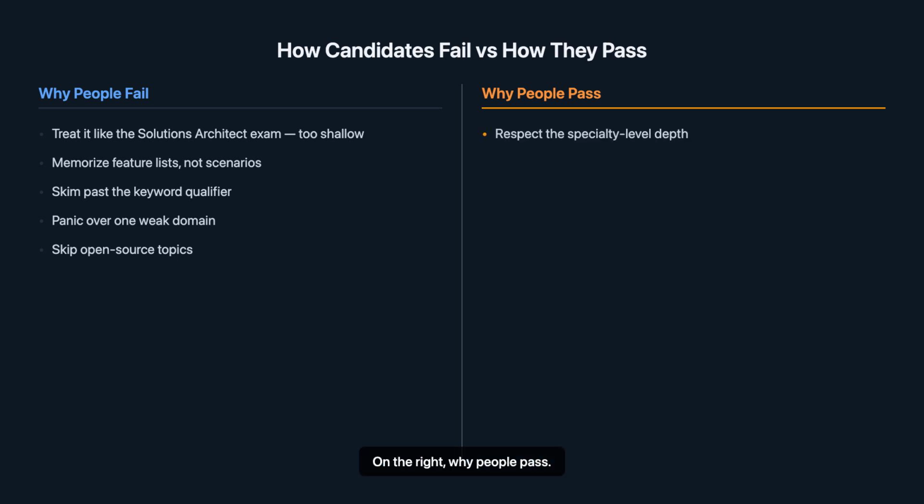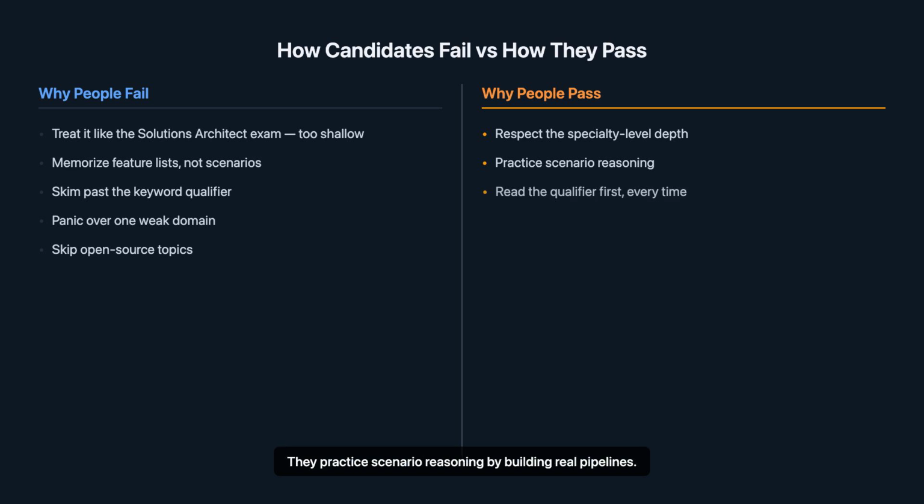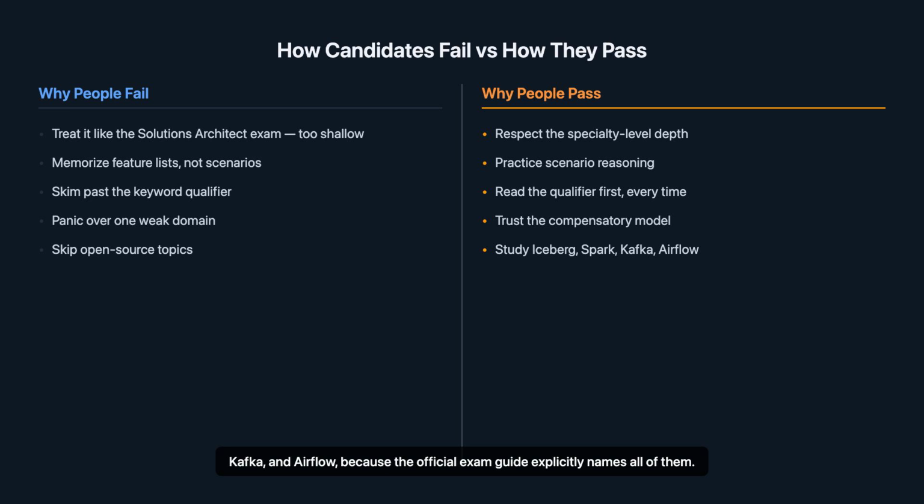On the right, why people pass. They respect the specialty level depth from day one. They practice scenario reasoning by building real pipelines. They read the qualifier first every single time. They trust the compensatory model. And they study Iceberg, Spark, Kafka, and Airflow because the official exam guide explicitly names all of them.